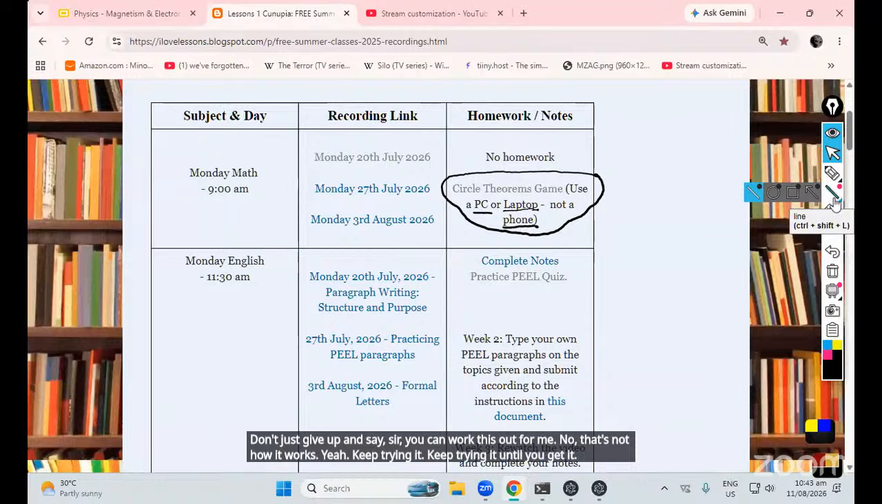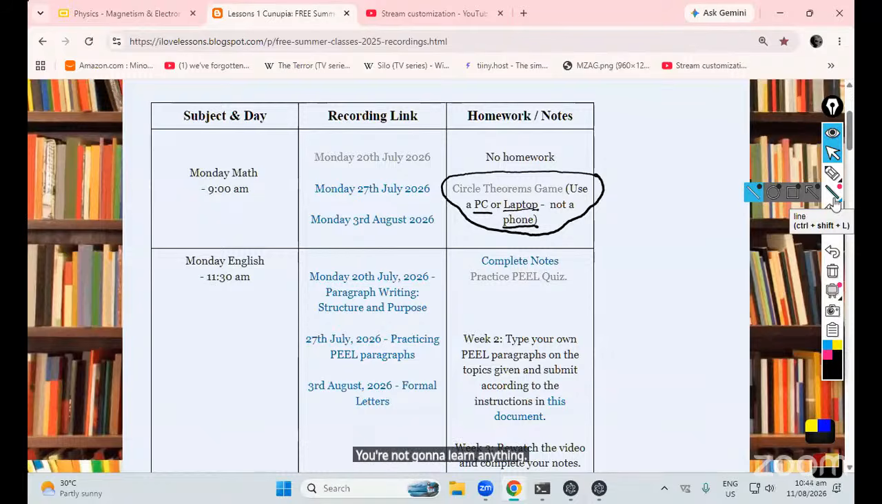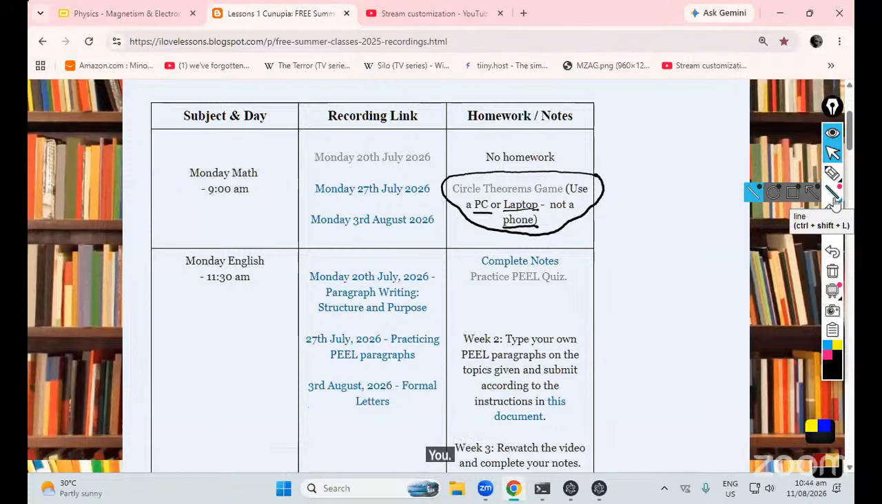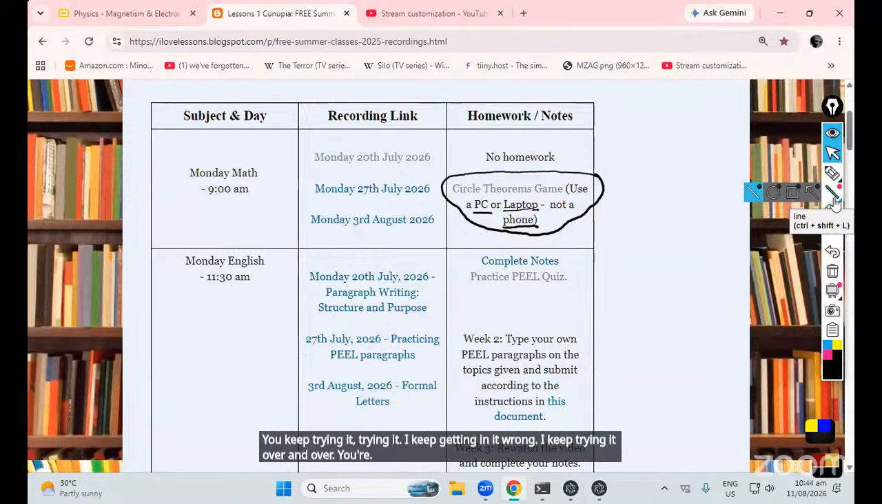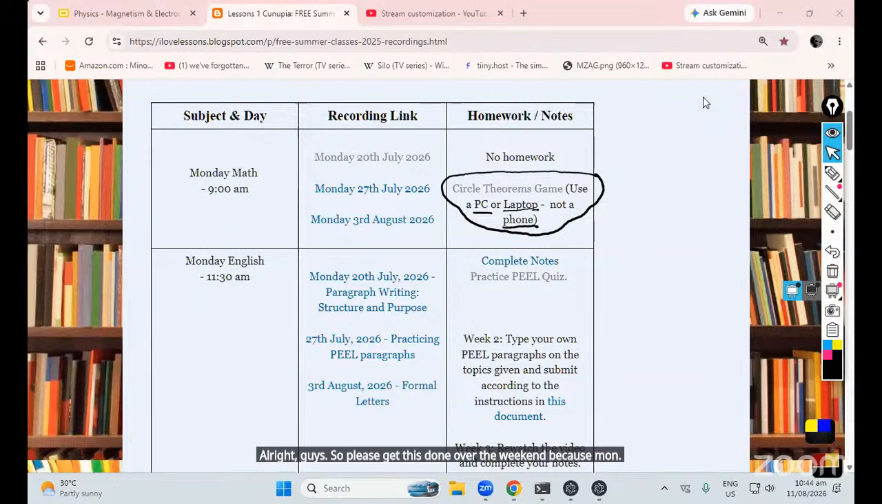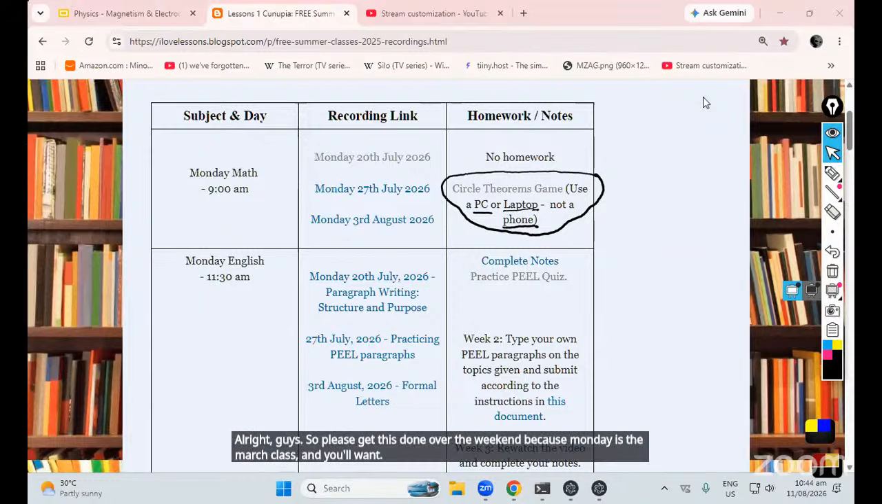Because believe me, if I just give you the answer, you're not going to learn anything. It's like a real game. When a game gets hard, you don't call the developer of the game and ask him how to pass the game, right? You keep trying it. And by keep getting it wrong and keep trying it over and over, you're going to eventually get it correct, obviously. And you will fully understand it. All right, guys, so please get this done over the weekend because Monday is the maths class and you want to come in fully prepared and not end up in that waiting room, okay?